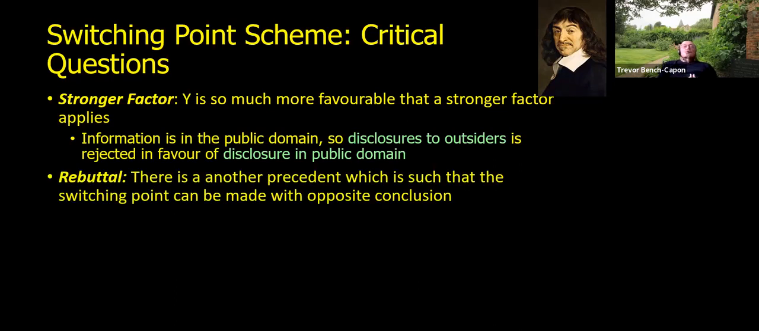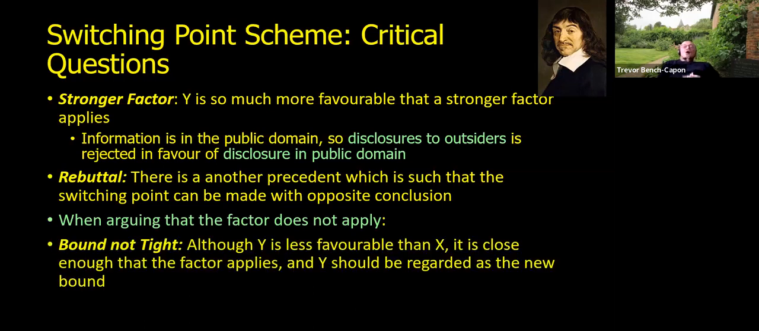There's a rebuttal which finds another question, which is that the splitting point claim can be made with the opposite conclusion. Essentially, there is a conflict between these precedents. And if we argue that a factor does not apply, we can argue that the bound is not tight. So although Y is less close than X, it is close enough that the factor still applies and that Y should be regarded as the new bound.